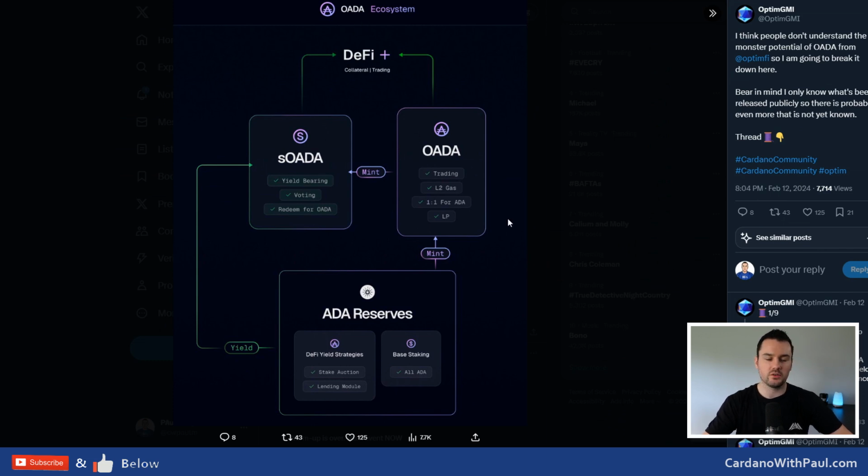They're looking at a version of a layer 2. For me, the UX and trying to keep it so people don't actually know they're using the layer 2 is going to be important here. But if they can pull this off, it would allow for cheaper fees, faster trading, and a lot more coming for Cardano in this case.